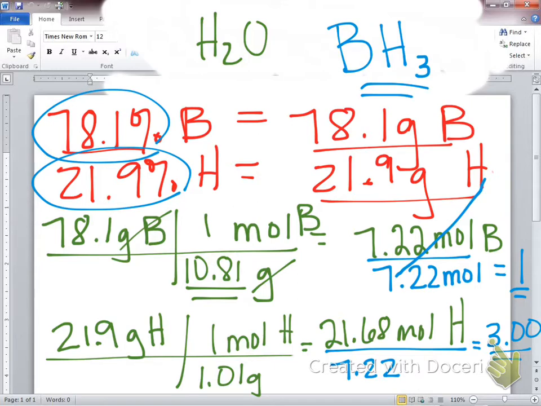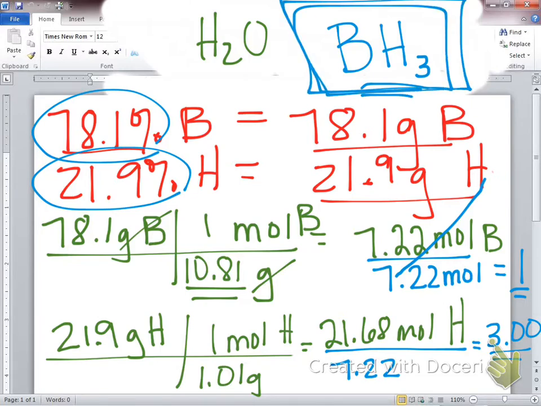Okay, so the way you double check yourself here is to go ahead and calculate the percent composition. So I want you to calculate the percent composition of boron trihydride. Calculate the percent composition of this particular molecule. We should get something very, very close to the percents that we started with. Maybe a decimal place off here or there just because of some rounding, but we should get something very close to what we started with. And this is just a way to double check yourself.